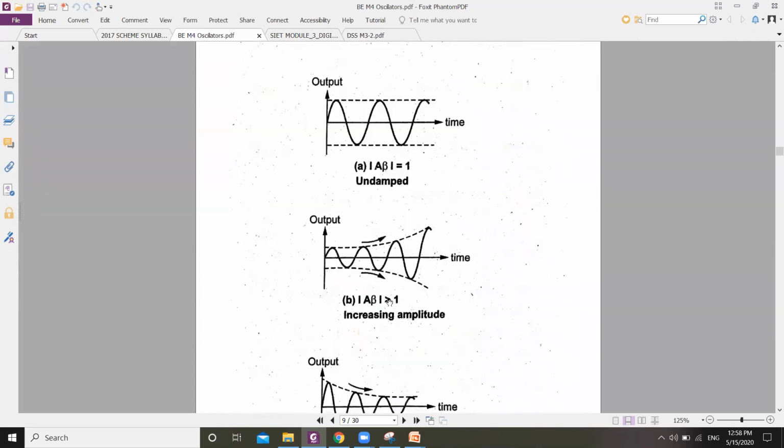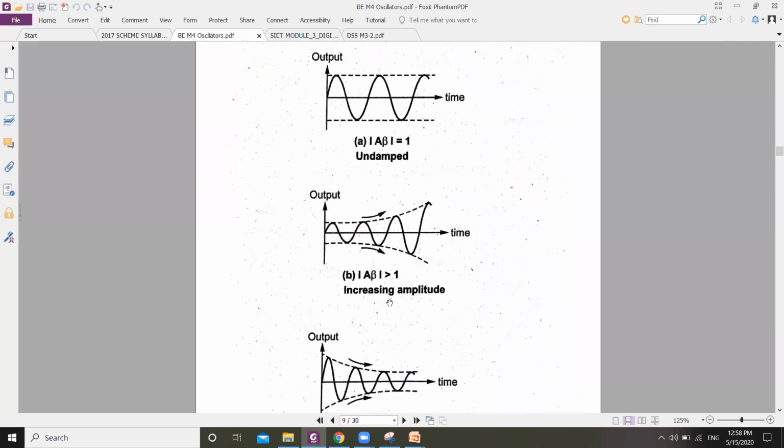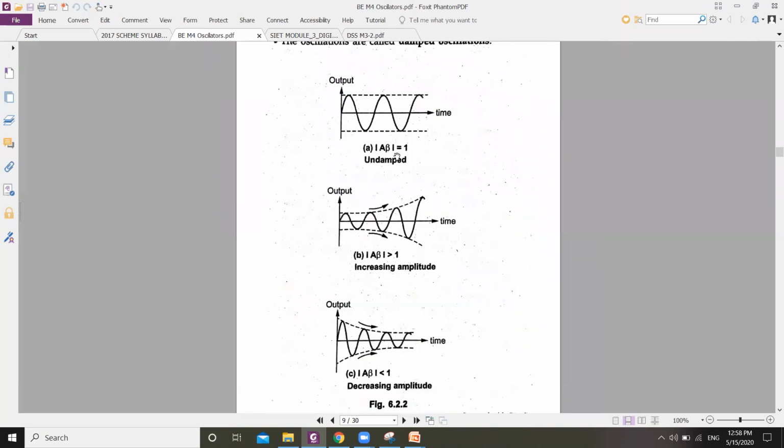Fine. So we have three figures over here. In the first figure, the modulus of A beta is equal to 1, which is what the Barkhausen criteria says. What you are observing is the amplitude of the waveform at every peak. The amplitude is the same, right? And the frequency is also constant. So when the modulus of A beta is equal to 1, then we get constant sustained oscillations, and this is the required one. This one only is our requirement.